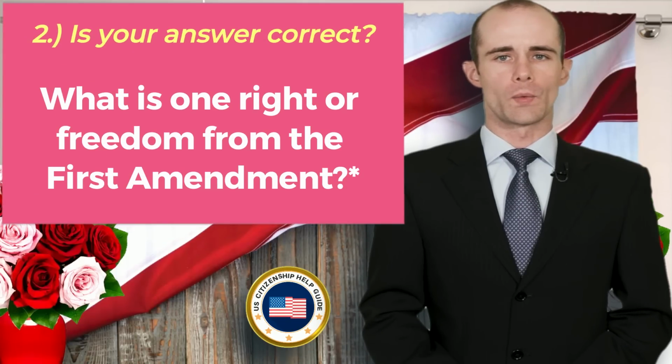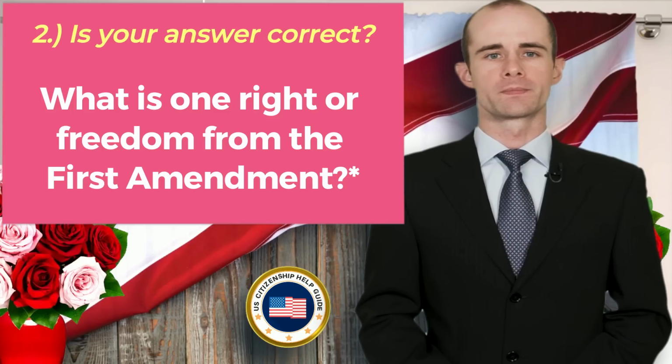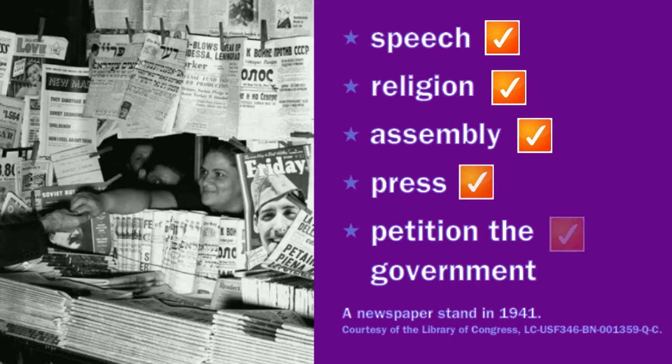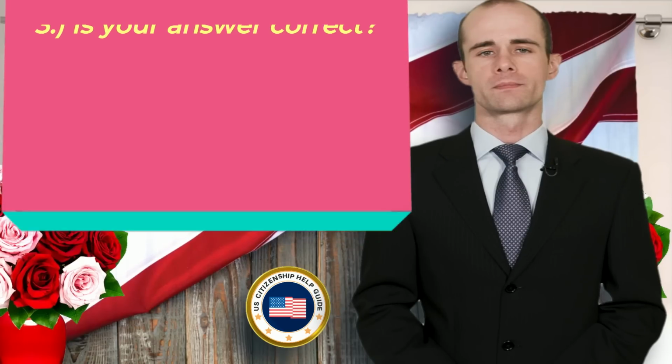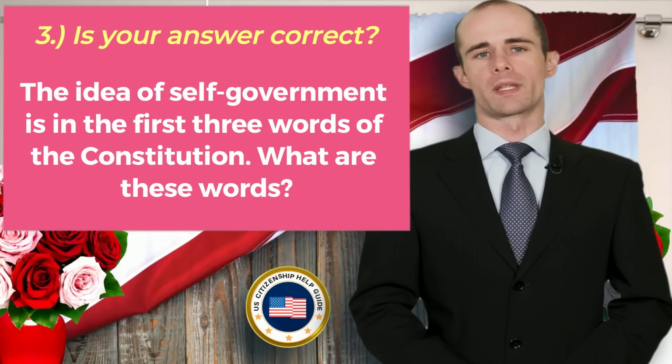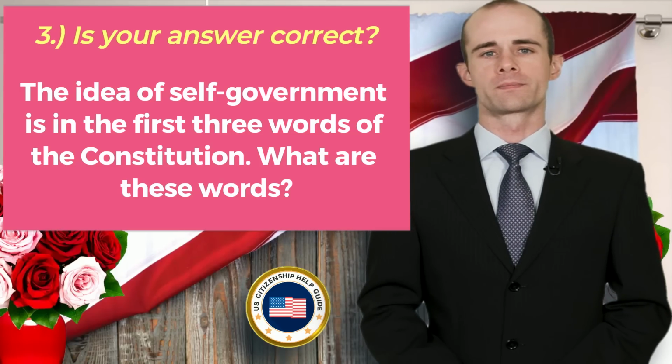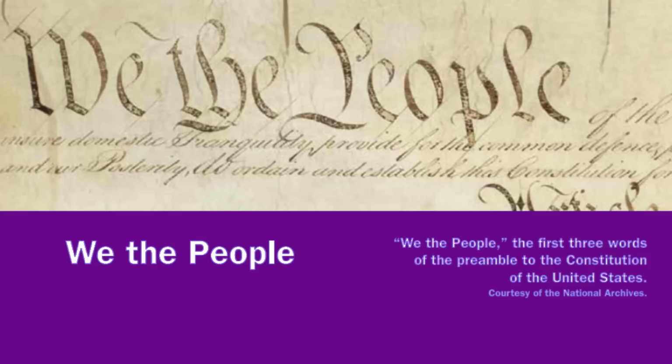What is one right or freedom from the First Amendment? You can choose any of the answers here. So if you have chosen speech as your answer, then it's correct. Any single answer like religion, assembly, press, or petition the government is also a correct answer. The idea of self-government is in the first 3 words of the Constitution. What are these words? The right answer is, we the people.